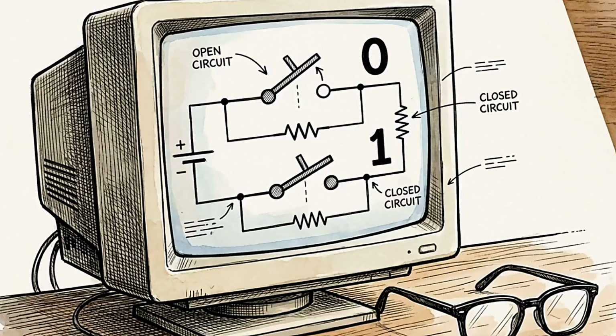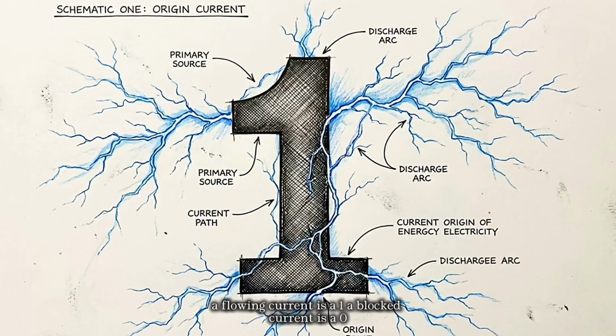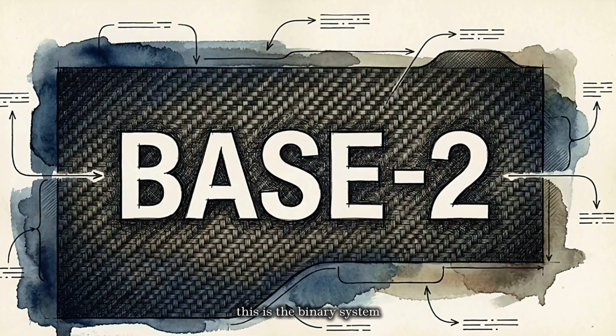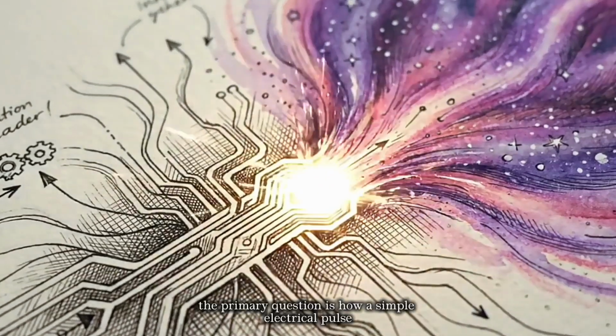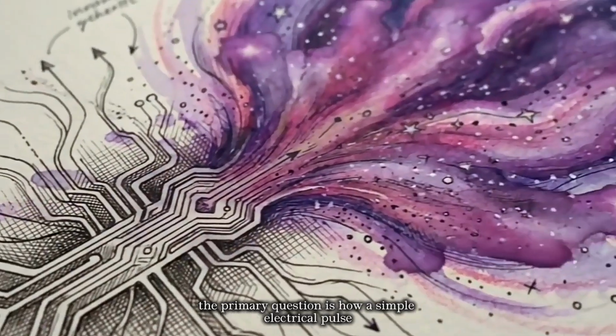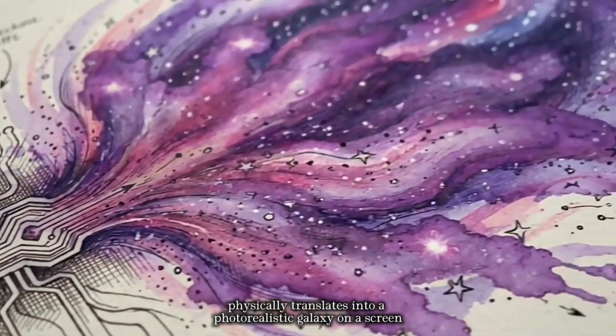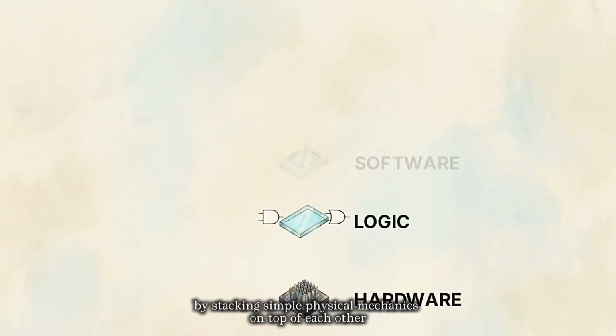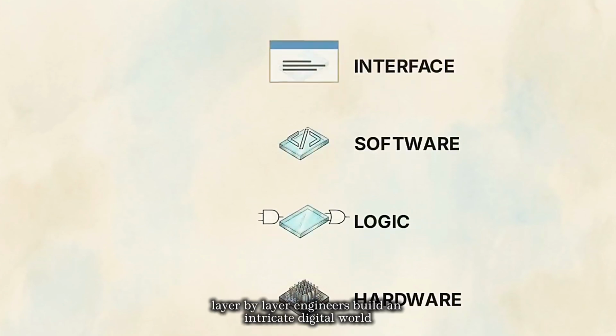current flowing or electrical current blocked. Engineers map these states into a numerical language. A flowing current is a 1, a blocked current is a 0. This is the binary system. The primary question is how a simple electrical pulse physically translates into a photorealistic galaxy on a screen. The answer lies in abstraction. By stacking simple physical mechanics on top of each other, layer by layer, engineers build an intricate digital world.